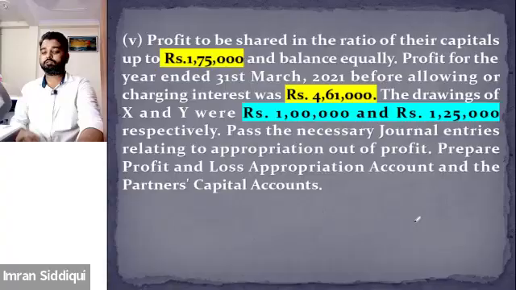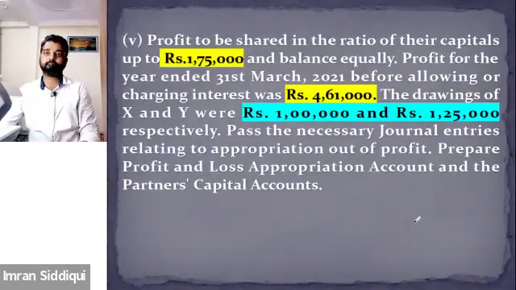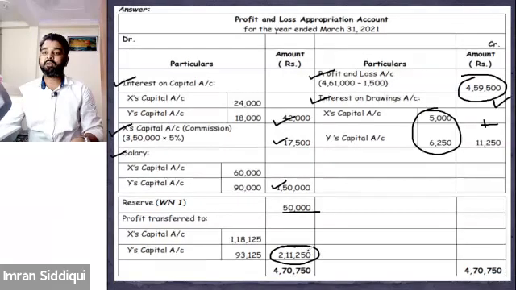Sir, can you explain it again? Yeah, sure. Just give me a moment. Everyone is able to understand that the divisible profit after subtracting all kinds of expenses will be 2,11,250. Is this point clear to all of you or not? Yes, sir. 2,11,250.